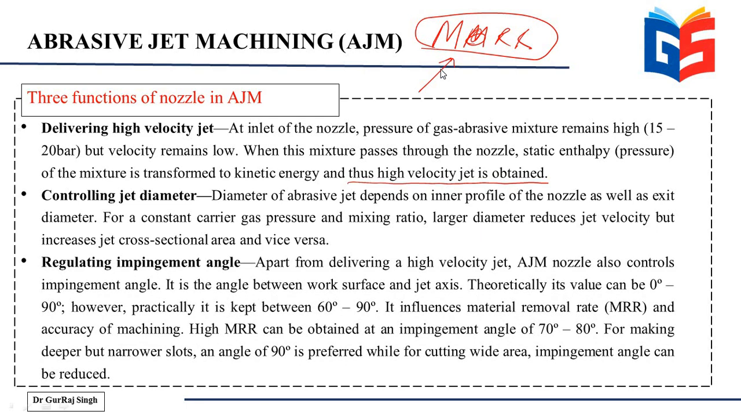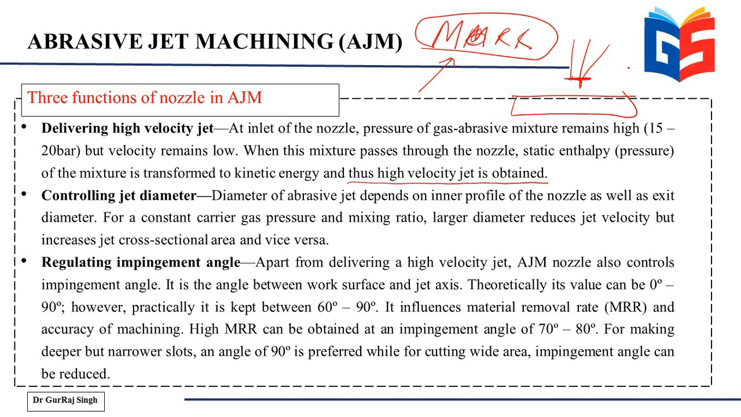Thirdly, regulating the impingement angle. Apart from the velocity and the diameter, the impingement angle at which the nozzle is aligned onto the workpiece matters. For example, this is your workpiece, and this is the angle at which the nozzle is aligned. So this is a 90-degree impingement.